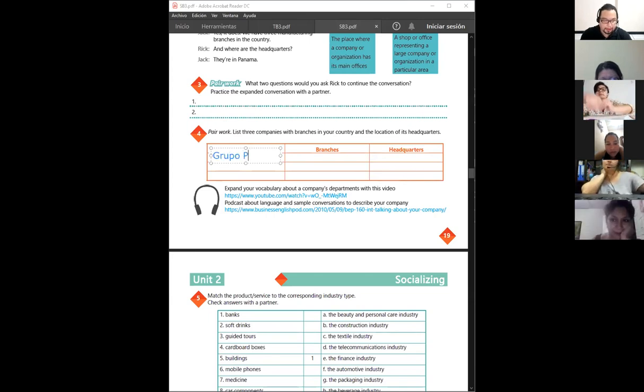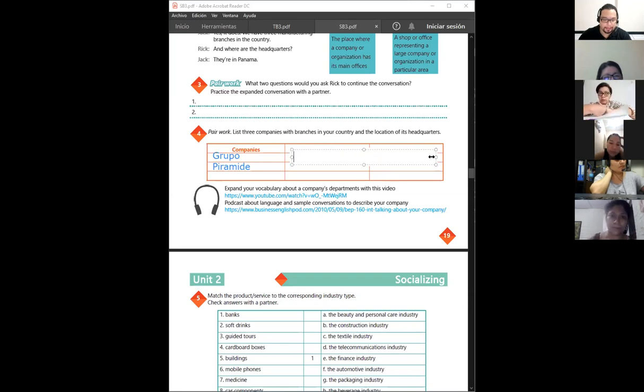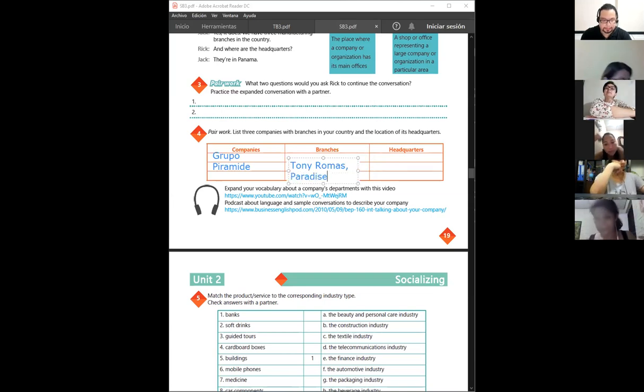Grupo Pyramid. Okay, so we have the branch. You told me the branch should be Tony Romas. Tony Romas, we're going Paradise, to here. And also Bennigan's, right? I'm not sure. Okay, let's do it Tony Romas and Paradise.